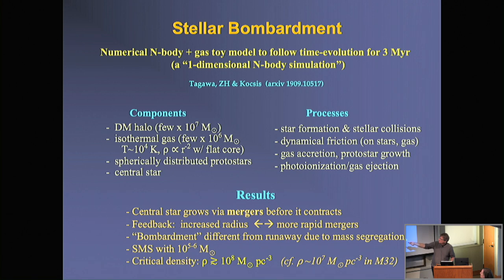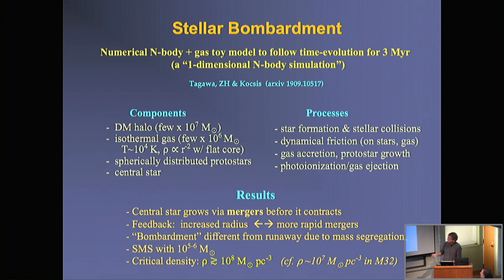And then there's protostars which are forming, distributed spherically symmetrically, and there's a central star. And then we allow various processes. Stars can form. Stars are migrating inward towards the center due to dynamical friction on both stars and gas. Stars can collide. That's the key point. The protostars also grow by accretion. And if one of the stars contracts, it starts emitting UV and heats the gas, and the process can stop because the gas is ejected. So that's the thing we're describing.